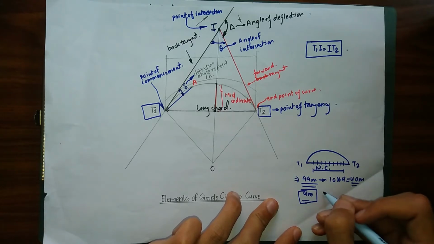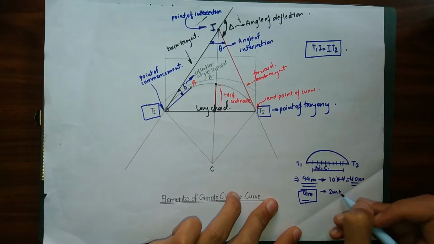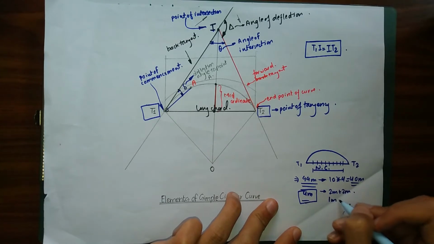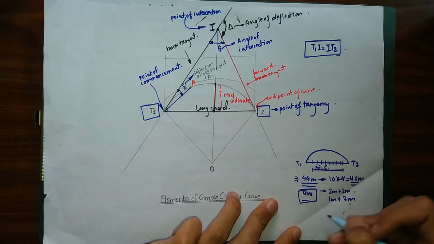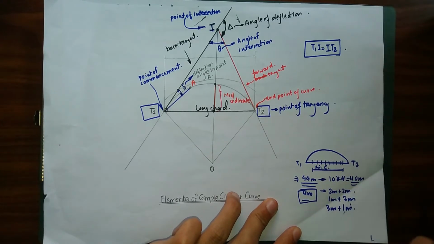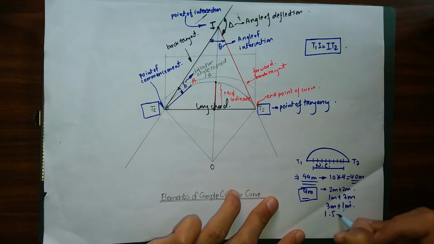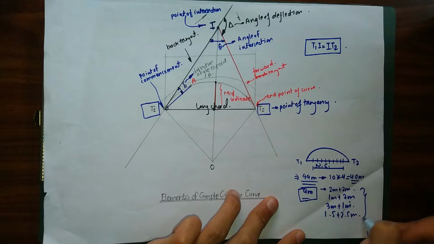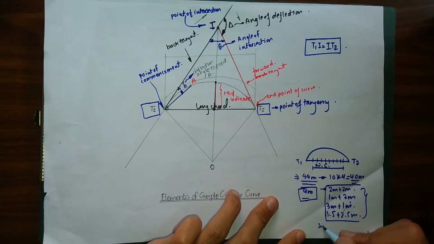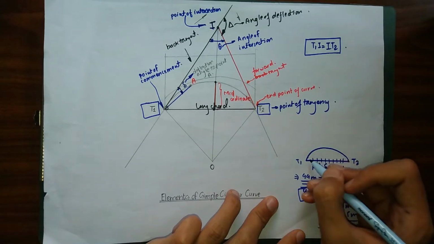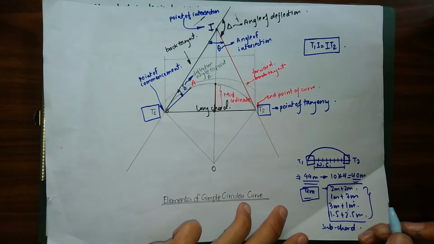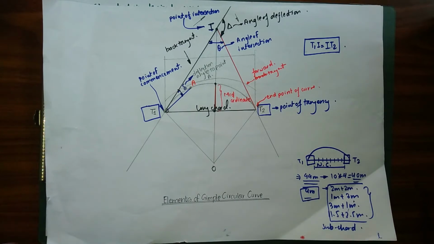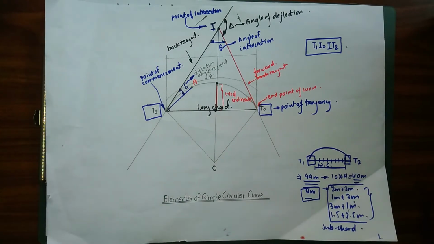What can I do with the 4 meters? I can divide my 4 meters into 2 meters plus 2 meters, or I can do 1 meter plus 3 meters: 1 meter at the beginning, 3 meters at the end. Or I can do 3 meters plus 1 meter as well, or even 1.5 plus 2.5 meters. There are many possibilities. The remaining distance of 4 meters can be divided in this way, and this division is known as our sub chord. Sub chord occurs at the beginning and at the end of the curve, and our sub chords are always shorter than our normal chords.